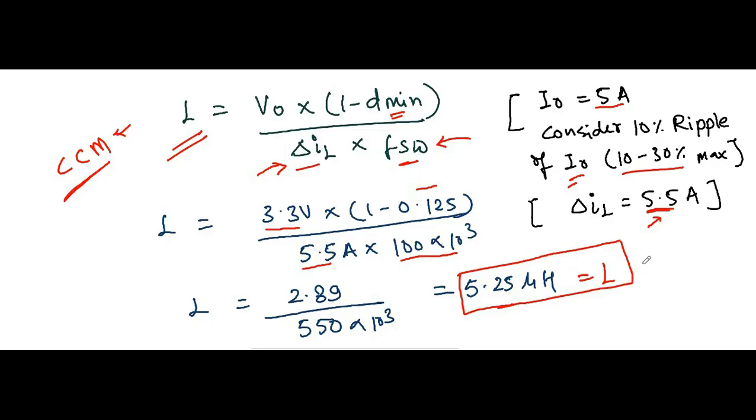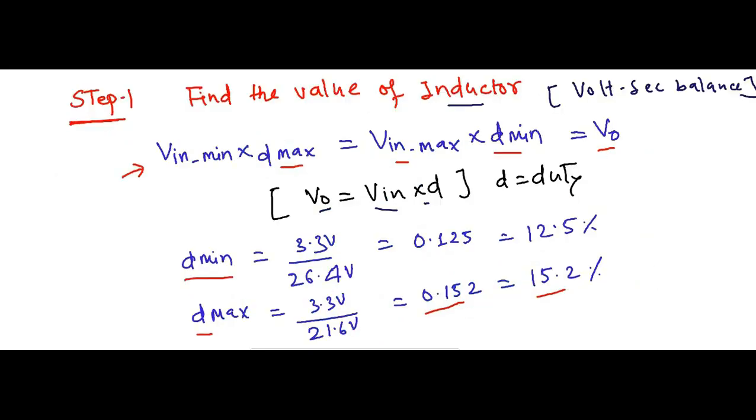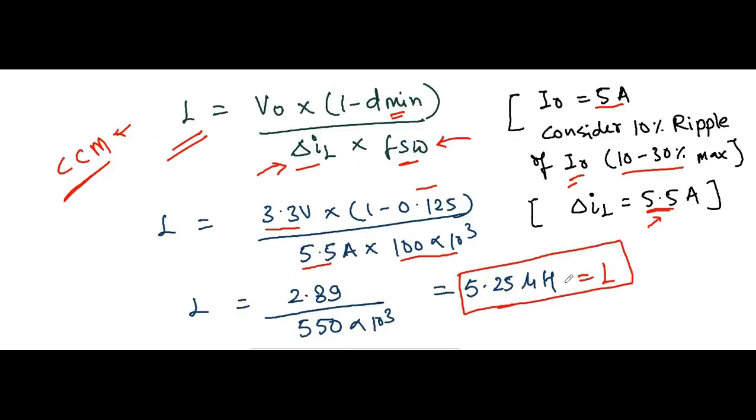So in step one, we found the value of L. We applied the volt second balance to calculate the minimum and maximum duty, and once we got the minimum and maximum duty, we obtained the value of inductance, that is L.